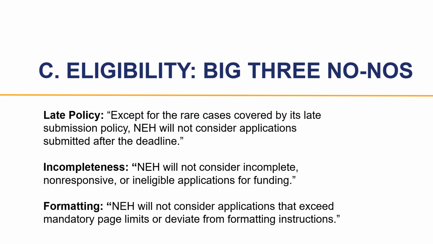And then third, a project that had formatting problems, and by formatting we say NEH will not consider an application that exceeds mandatory page limits or deviates from formatting instructions. So if we say, as we do, that you can have a 12-page narrative, if you give us a 14-page narrative, or even a 12.5-page narrative, we have to declare those ineligible because they did not follow the formatting requirements.